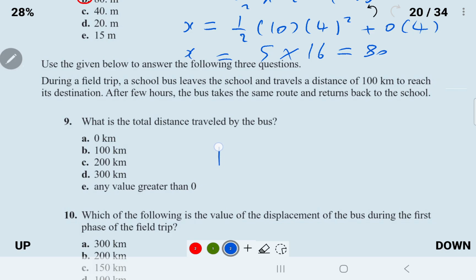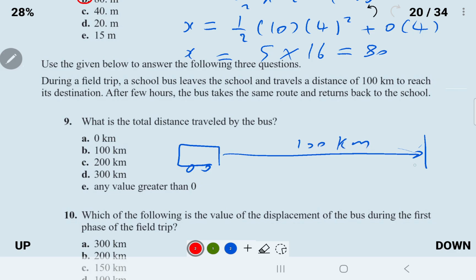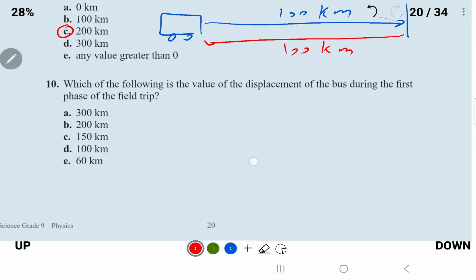So now the bus, this is the bus, goes to its destination here, and this is 100 kilometers, and then back to its original position, 100 kilometers by the same route. So the total distance traveled in this case would be option C, 200 kilometers.